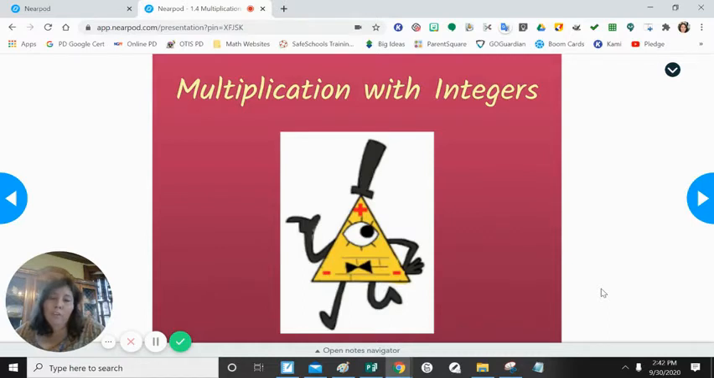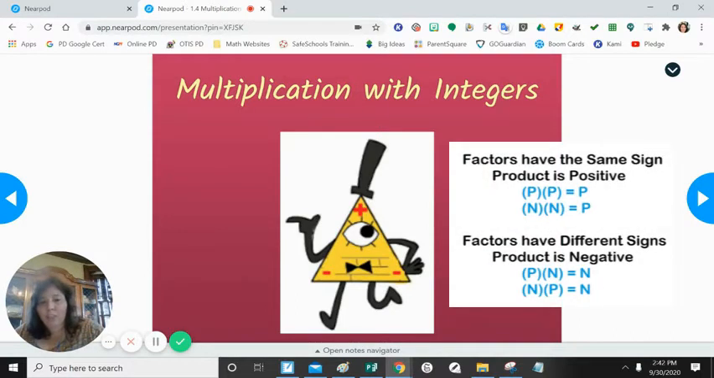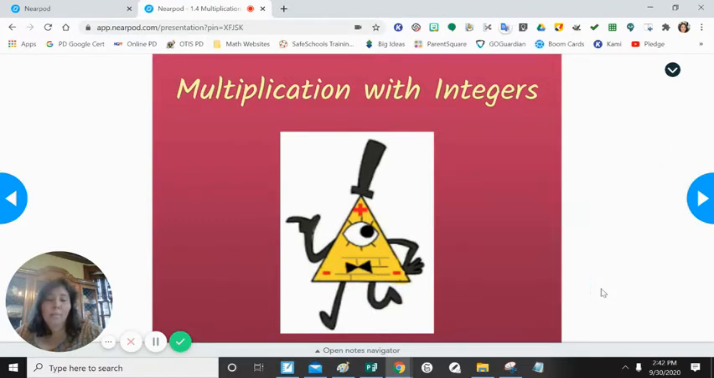When multiplying with integers, it is a three-sign relationship. When both of your signs are the same, so if both signs are positive, or if both signs are negative, then your answer, your product, will be a positive product. If one term is negative and one is positive, so if they have opposite signs, then your product will be negative. I like to draw Bill Cipher because he helps me remember that one positive and two negatives are the trio that I need to remember when I'm multiplying my integers.